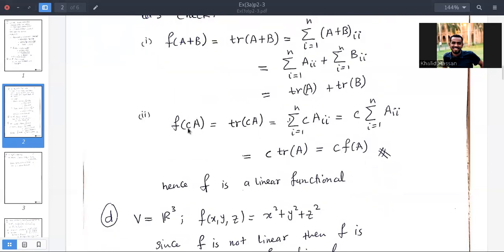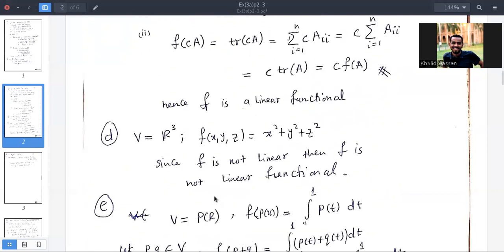Now let's see f of c A. c is just a number, as I said. So trace of c A is in fact the summation of c A ii. We can take the c out of the summation, and then we get c times the summation of A ii, which is c trace A, which is c f of A. So f here is a linear functional. Now let us check d.